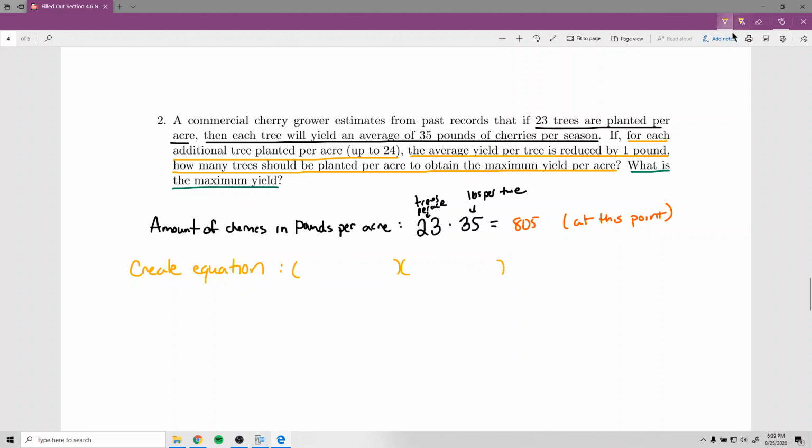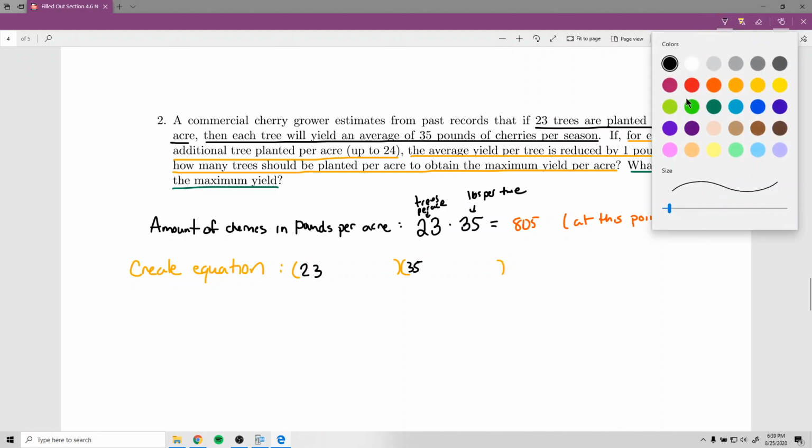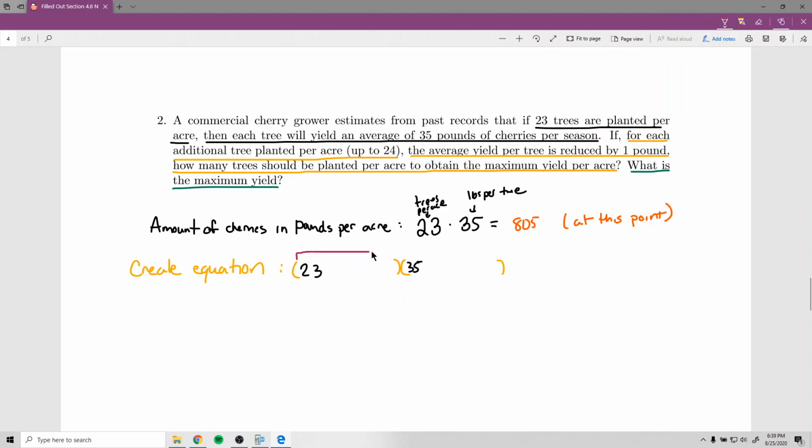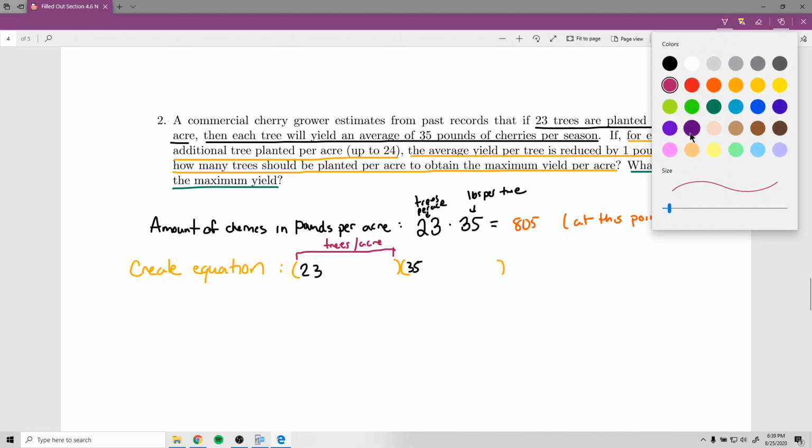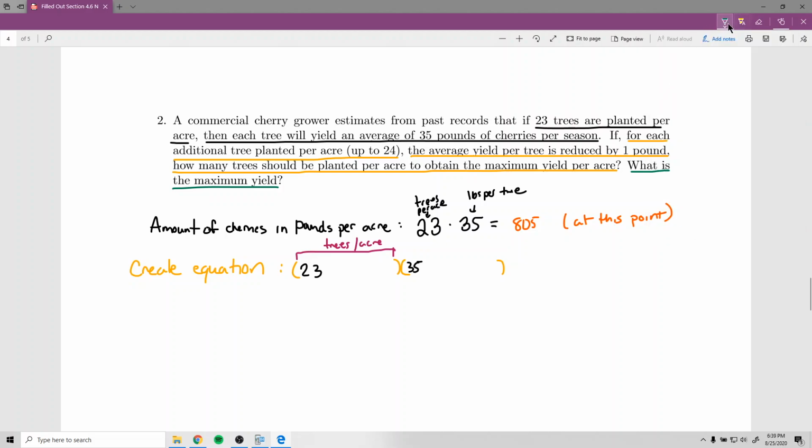Well, this is actually going to be a lot quicker and a lot easier than it seems right now. So what you do is you start with the initial amount. So what I'm going to have here is 23 and 35. 23 representing the amount of trees per acre, not acres, just acre. And then the second thing in parentheses, you'll see why I added some space there in a second, but this will be representing the pounds per tree.